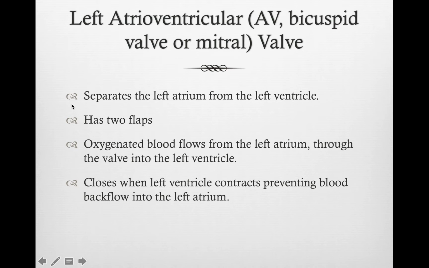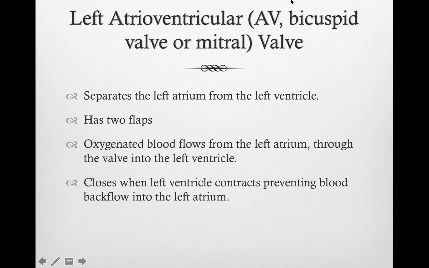And it separates the left atrium from the left ventricle, very much the exact same way that the tricuspid valve separates the right atrium from the right ventricle. So, same function, just two different valves. This valve has two flaps, hence the reason it's called a bicuspid valve, because it's only got two flaps, not three.